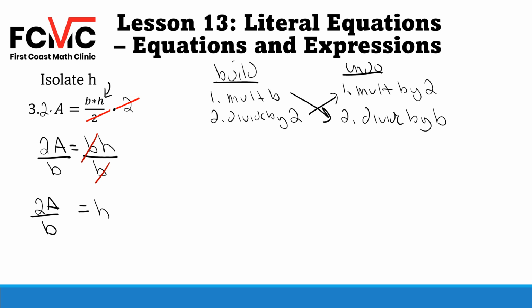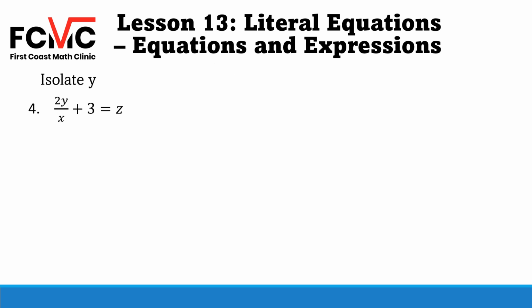And again, our build and undo basically gave us the steps we have to follow to do this process. We isolated h, we got the height by itself. We moved all of our terms from the right side to the left side other than the height. So we rewrote our literal equation and solved it for h. All right, let's do one more example.